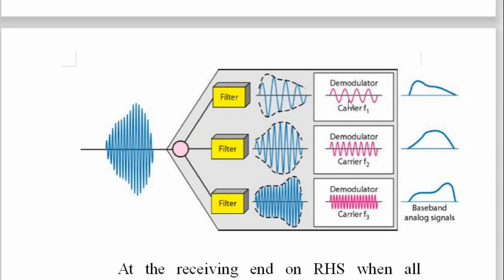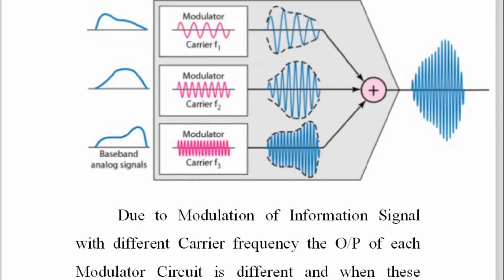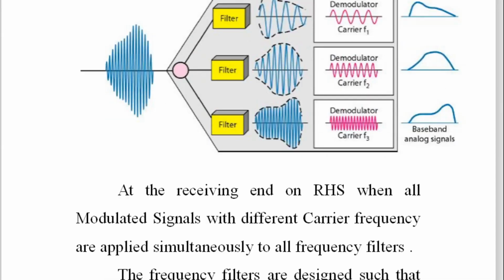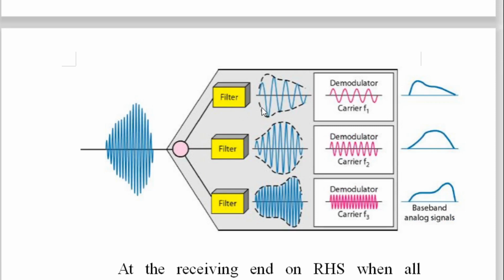And in this way, this carrier F1 was what? This carrier F1, you see here, this was the carrier, and this was the modulated output. So after the filter, this modulated output comes here at the receiving end. At the receiving end, after the filter, the same modulated output comes, because this frequency filter only passes the 64 kilohertz modulated output.